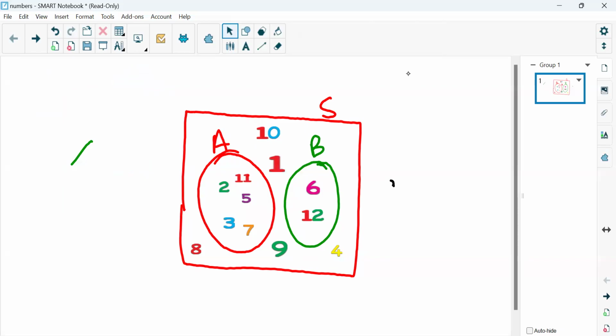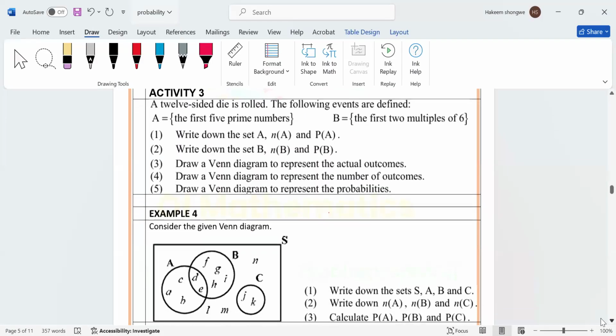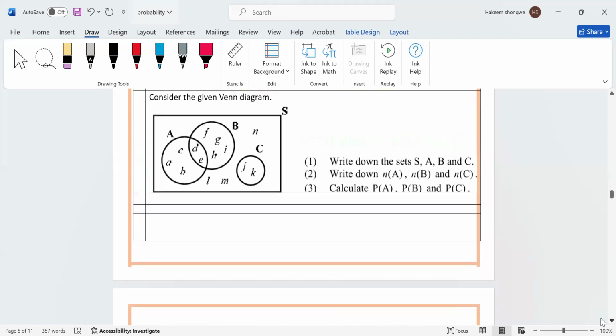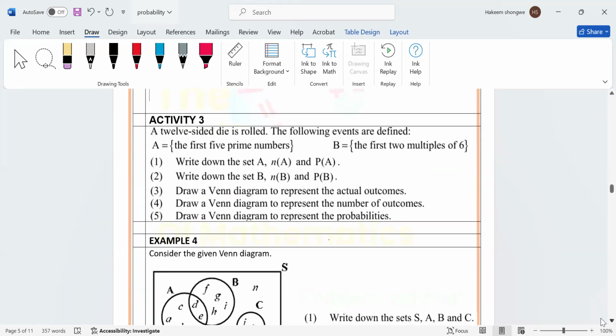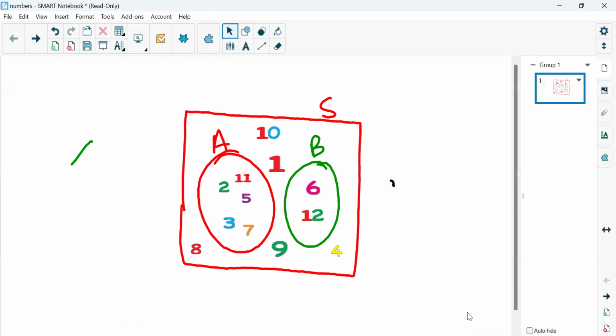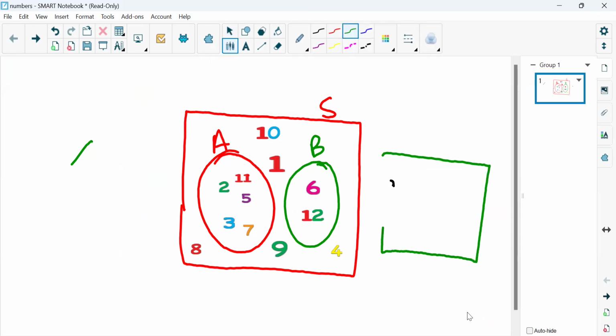All right, next. They say we should show the number of outcomes. Same graph, we're going to show the number of outcomes. Let's start with A. How many do you see in A? The number of outcomes. So it means you can simply draw exactly the same thing, but now we are going to draw it with the number of outcomes.